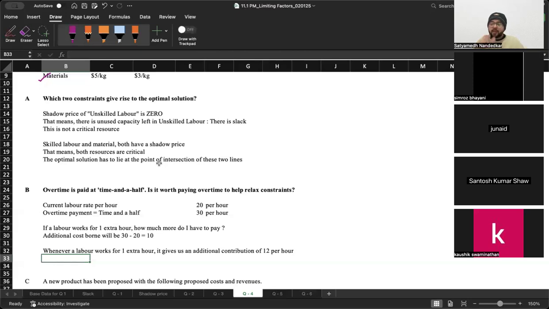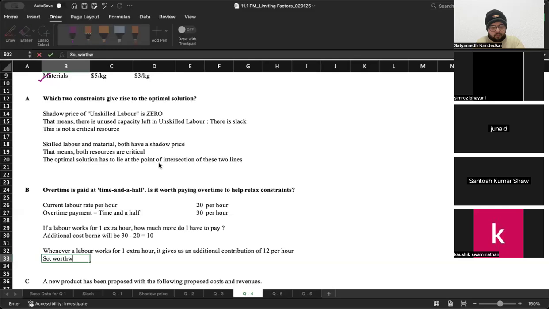Okay, so when you bring in 1 more hour of labor, you have to pay 10 rupees extra. But when that one labor works for 1 extra hour, how much additional contribution are you generating? You are generating an additional contribution of 12. So it is completely worthwhile. है ना? It is completely worthwhile. If that is the question. So worthwhile for skilled labor.